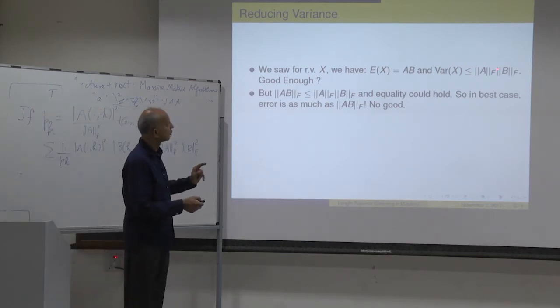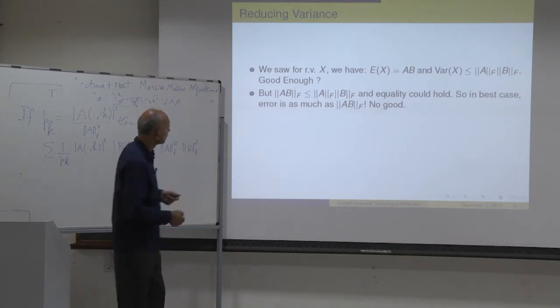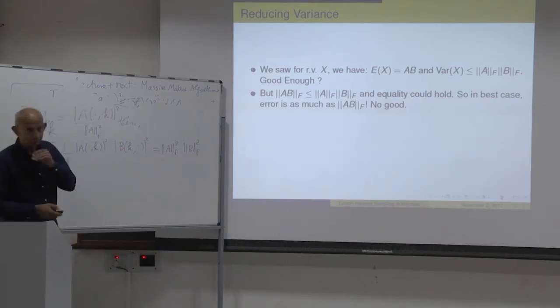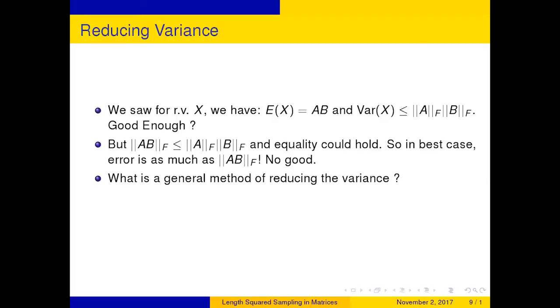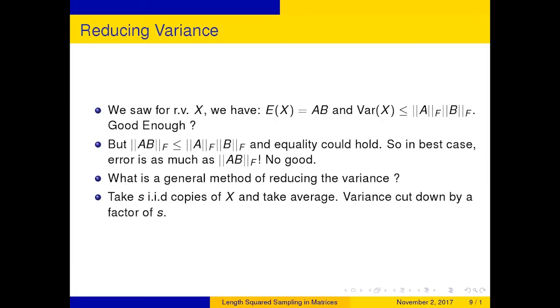Pardon me, I should have had a square here. So this is variance of x. X is AB, two things. Variance is a square, so square, square. Okay, so that's not very good. What do we do? What's the general method of reducing variance? We take s IID copies, and the variance is cut down by a factor of s.